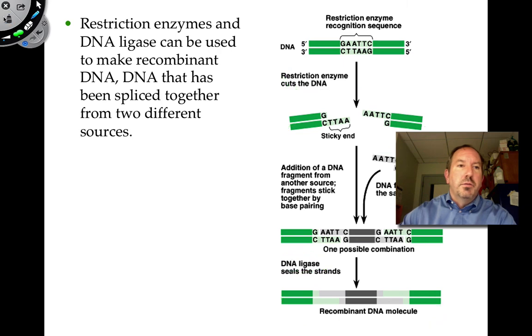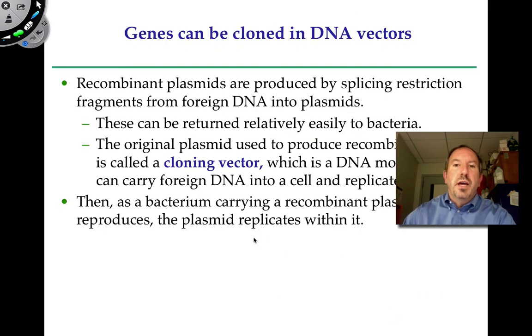And then, what are we going to do? We're then going to use the plasmid as what we call a cloning vector. We put that plasmid into the bacteria, and then the bacteria use it to replicate, and so it's referred to as a cloning vector. The bacteria then carry the recombinant plasmid and reproduce along with it.